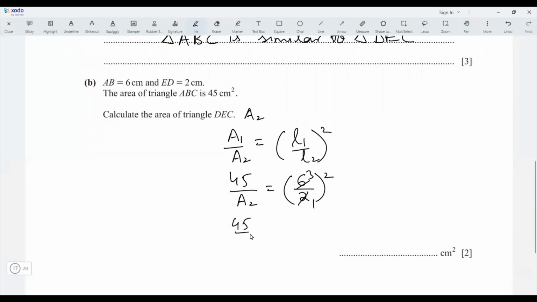So 45 over A2 equals 9. Now cross multiplication results in A2 equals 45 divided by 9, which is 5. So 5 is the answer for triangle DEC's area. I hope you understand the ratio of the areas of similar shapes.